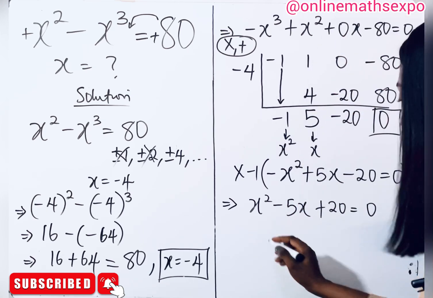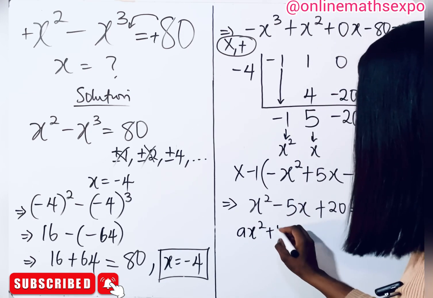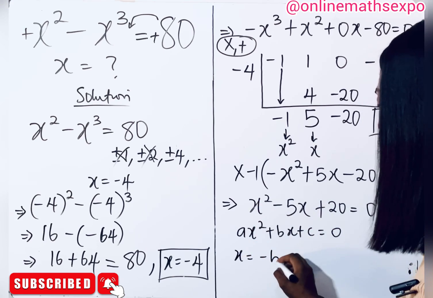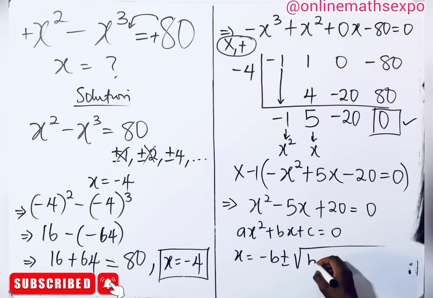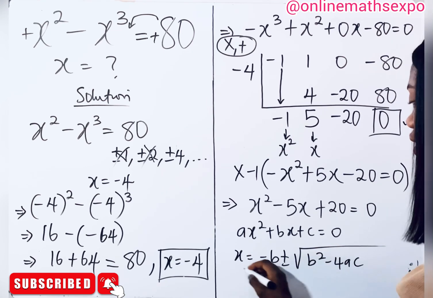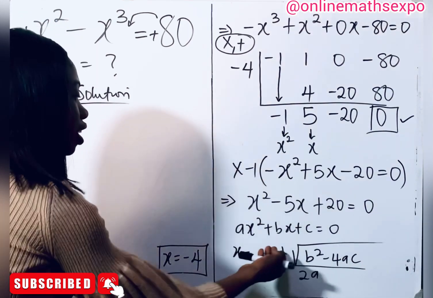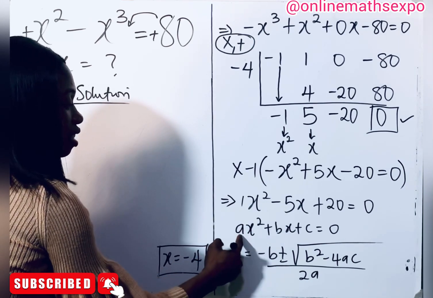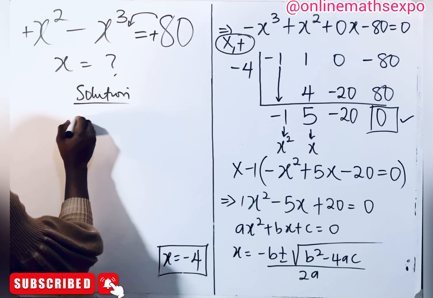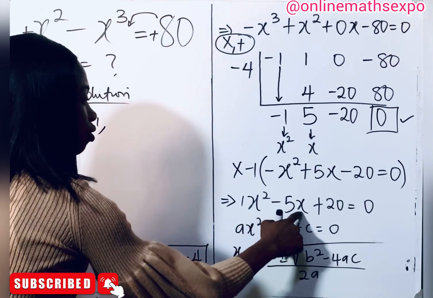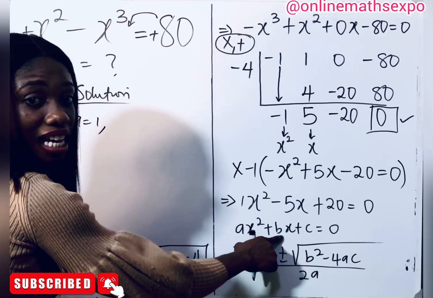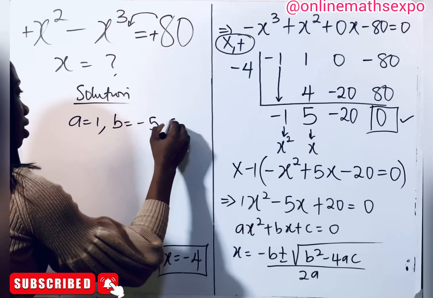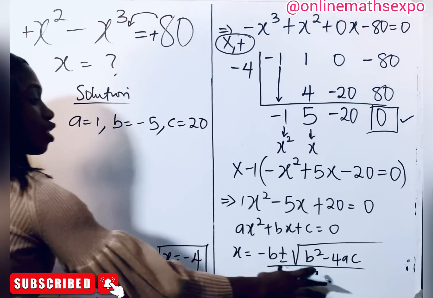Okay, so remember, for your formula method, the general equation is ax squared plus bx plus c equal to 0. Now, for us to get x, it is -b plus or minus square root of b squared minus 4ac all over 2a. Now, you see that the coefficient of x squared here is 1. So what it means is that our a is 1. The coefficient of x here is -5, so our b is -5, and our c is 20. You see that? So we're going to plug this into this formula.